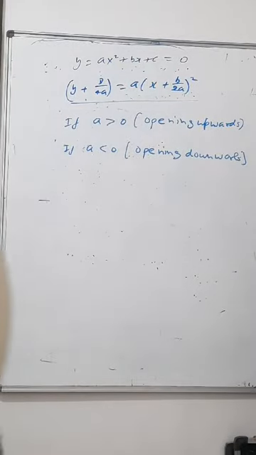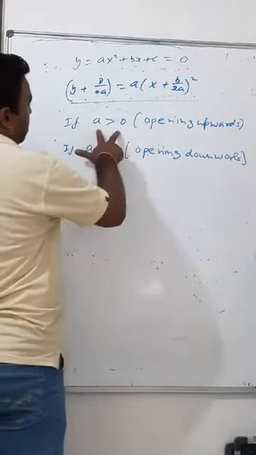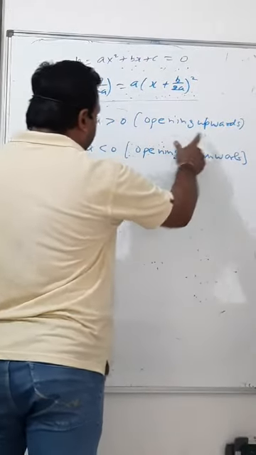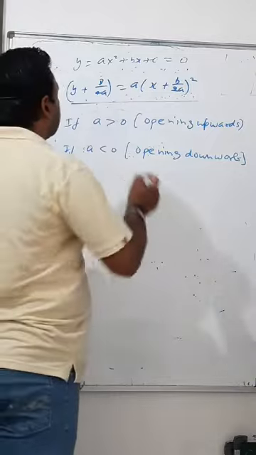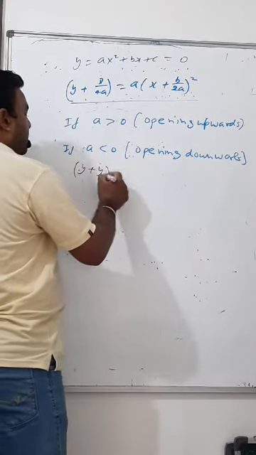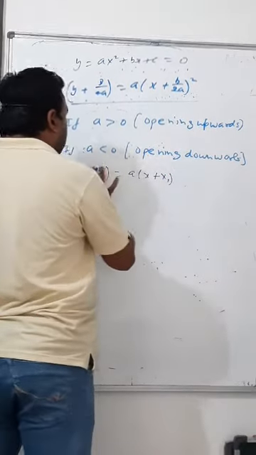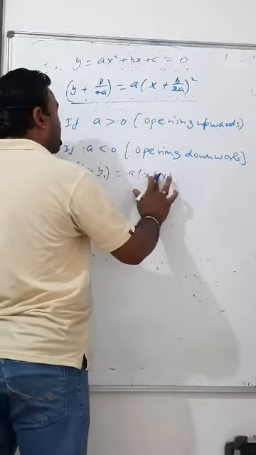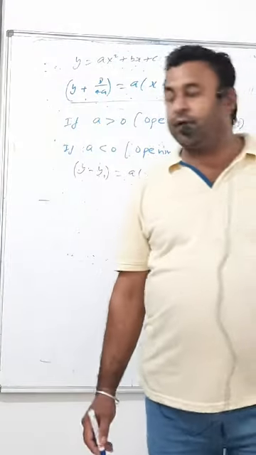Now we move further in quadratic equations. As it's clear now, if a is greater than 0, then the parabola opens upwards; if a is less than 0, then it opens downwards. Now, as I told, the equation y plus y1 equals a(x plus x1) squared, or y minus y1 equals a(x minus x1) squared, is the standard way of writing the equation.